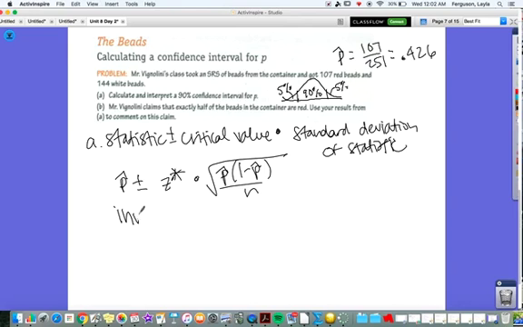So you can use your inverse normal, and this is all to find the z star. You can use your inverse normal with your first number being 0.05, your second number being your mean, which in this case is going to be 0 because we're assuming that it's normal, and your standard deviation of 1.